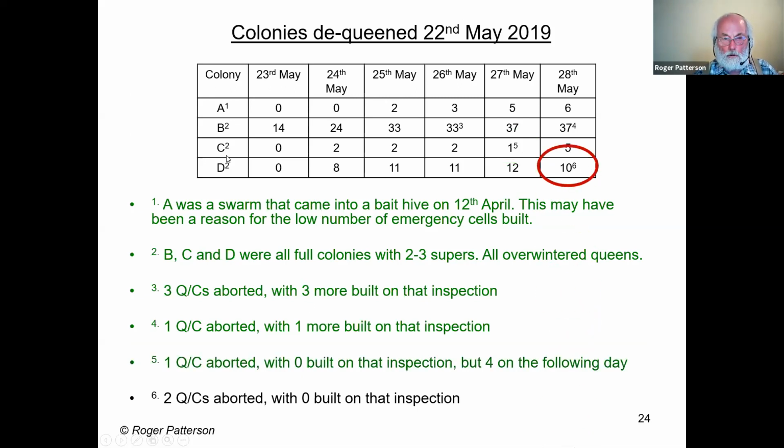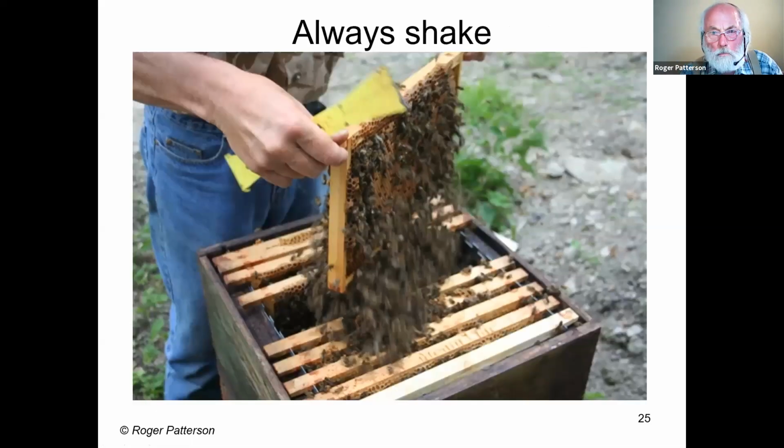And this one here, Colony D, after 5 days, 2 had been aborted for whatever reason, don't know. But they should have been sealed by then anyway. And they built none. So that was just a simple experiment that any beekeeper could do. If you've got enough colonies, just open the colonies the same time every day, and it's surprising how much you learn. Now, if you're looking for queen cells, I suggest very strongly that you shake the combs. If you don't want to save the queen cells, you can shake like that if you like.